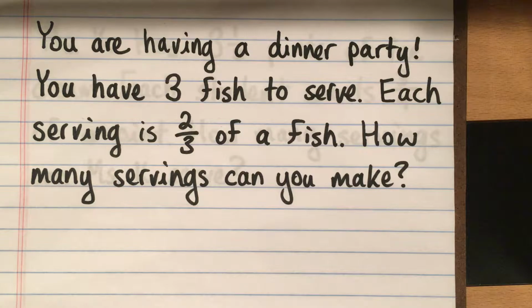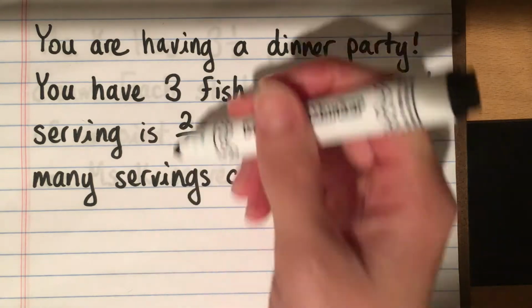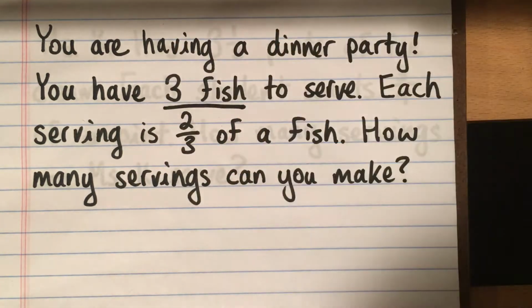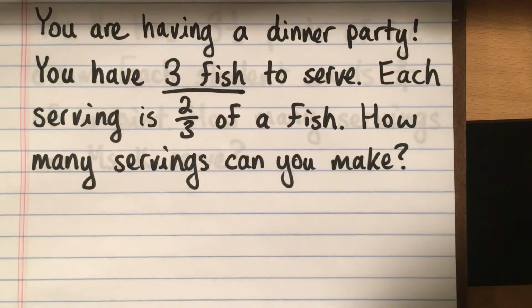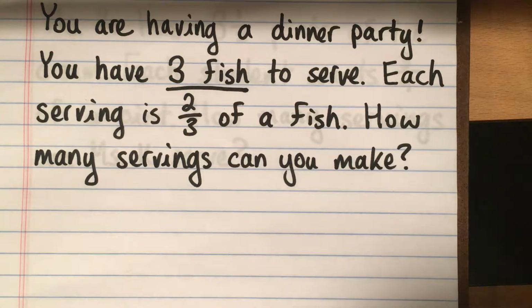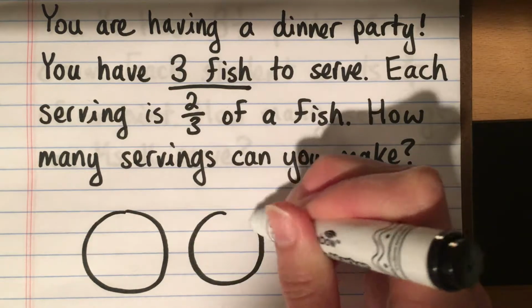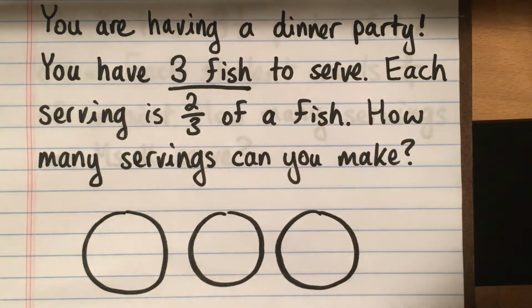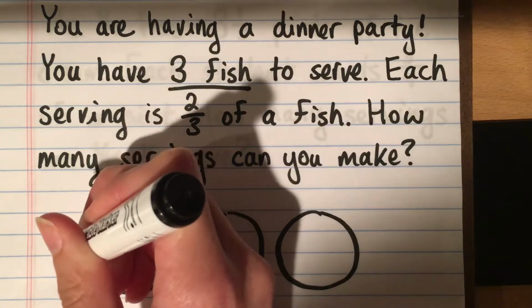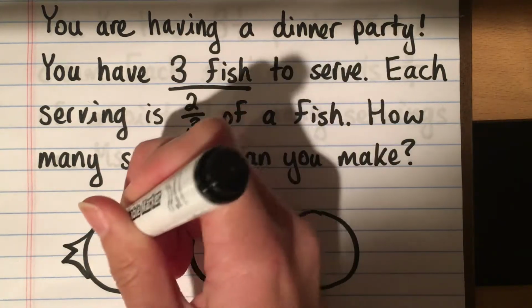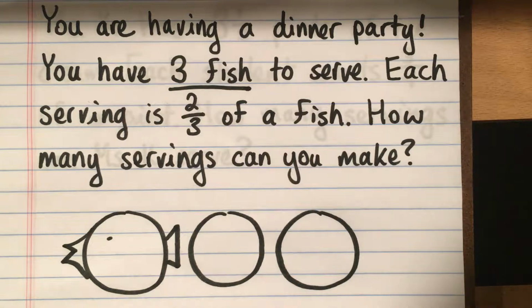So, this problem says you are having a dinner party. You have 3 fish to serve. So if I was teaching my students this problem, I would then say, to start, I want you to draw those 3 fish. And usually we draw them as circles like this. And just to be funny, sometimes I'll add on this so that they can kind of tell those are fish. Each serving is 2/3 of a fish.